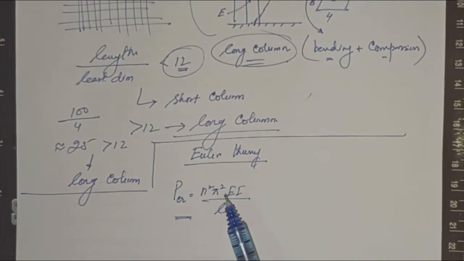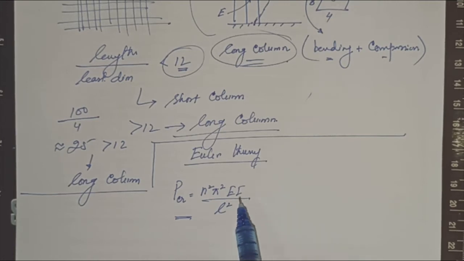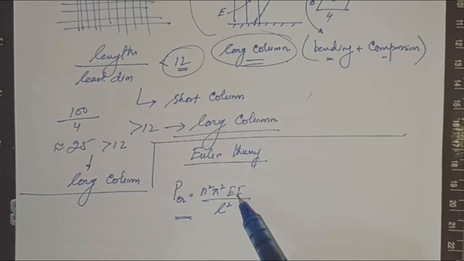And then we require P, I, and N. So we'll be looking at how these have been in this expression. If there are two columns of the same nature, that means having the same material E, the important thing is that I for these materials will be different, and the length of these long columns will be different. So these are the two important conditions, I and L.